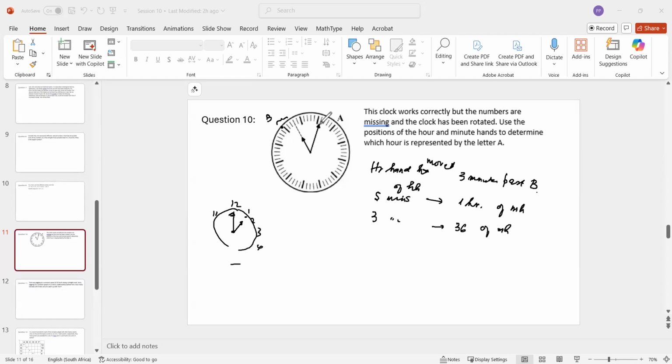And you can see here, the minute hand is just going one forward here. So there's 36 minutes, which means that this thing here must be 7. Because this is the 36th minute, so this is the 35th minute. And the 35th minute is at the number 7. Right? And they ask you what is represented by the number A. So A will have to be 8. And this is 6. This is 5. Like that.